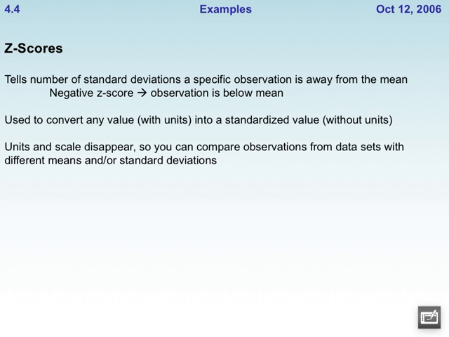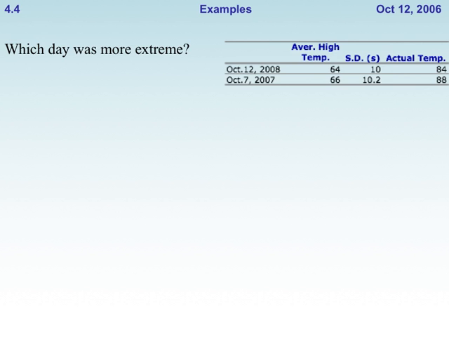So let's do an example. This would be a case where you might use a z-score. Which day was more extreme? Based on this data, in October of 2008, for the marathon, it was 84 degrees. October of 2007, it was 88 degrees. So logically, 88 degrees is higher, but is that more extreme relative to the average for that time of year? So what we're going to do is calculate a z-score for both days.